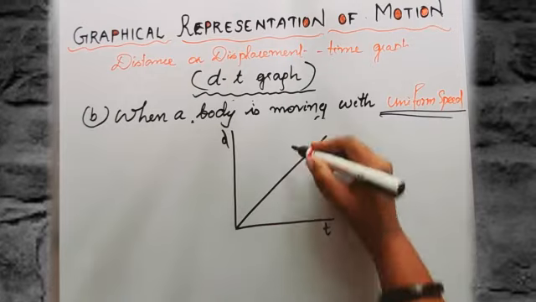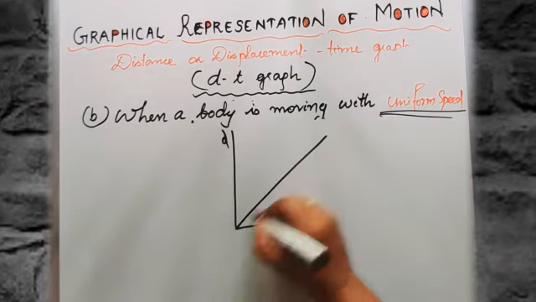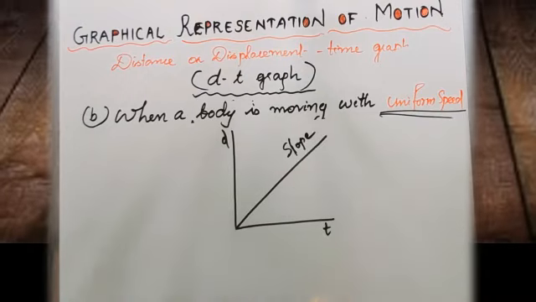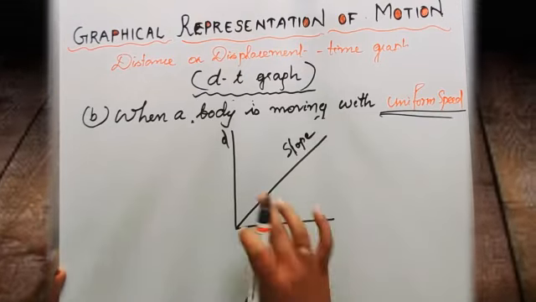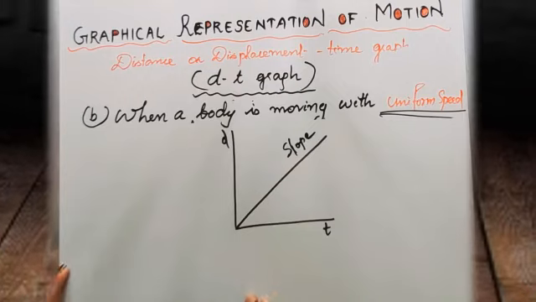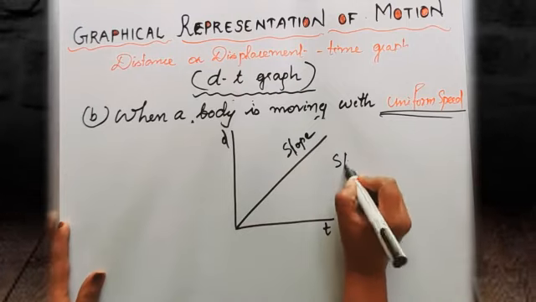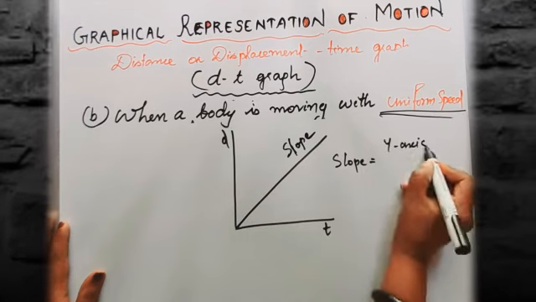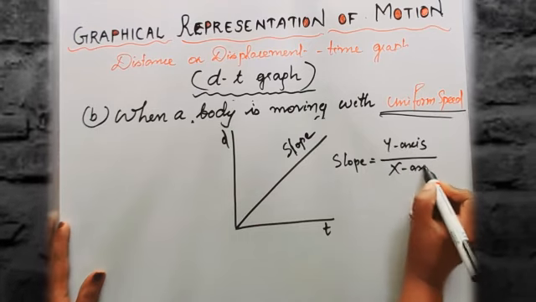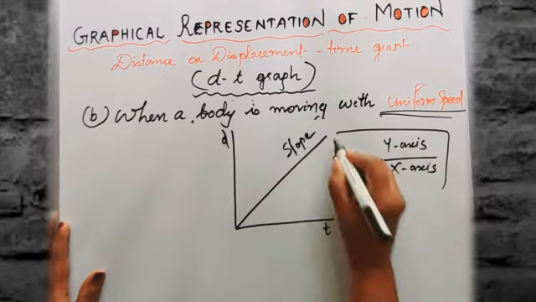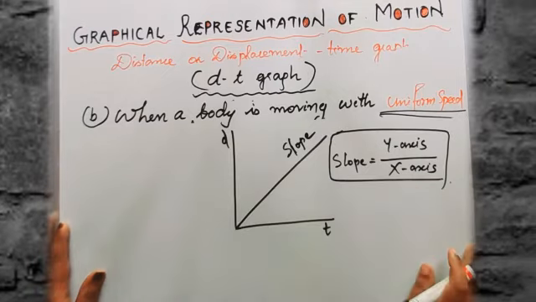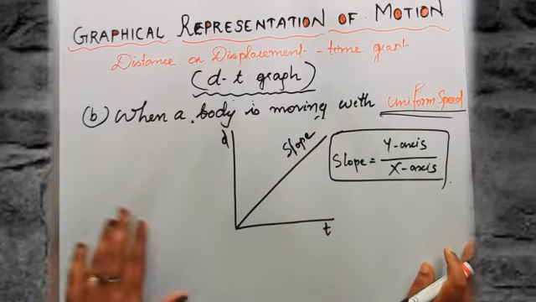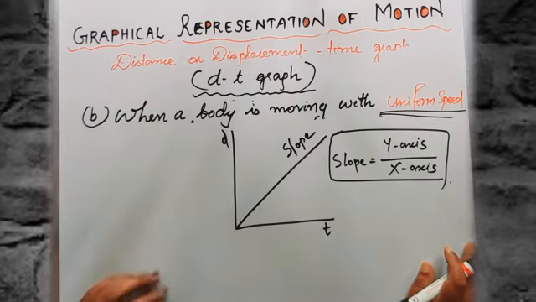This graph is always known as a slope graph. The slope means here speed. How can you find out the slope? Yes, slope is equal to measure on y-axis by measure on x-axis. You have to study this only. If you want to write the example, include that example also. Okay.